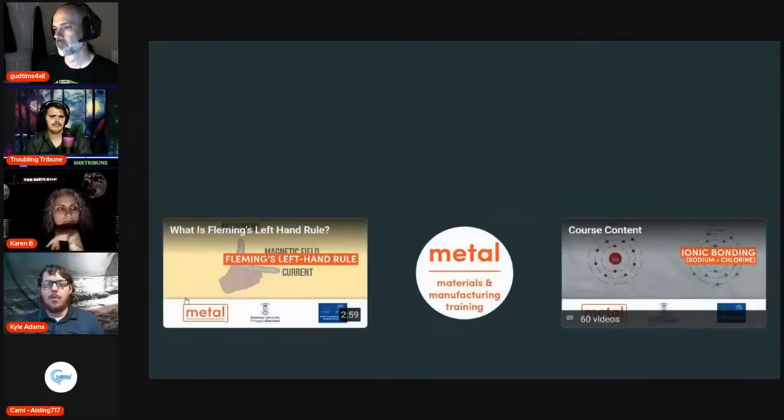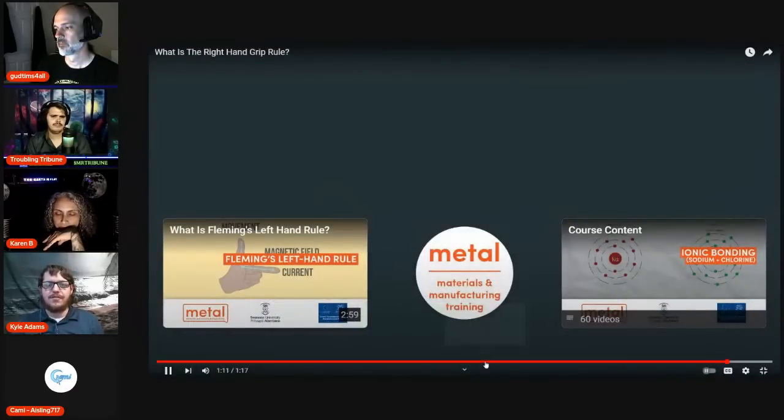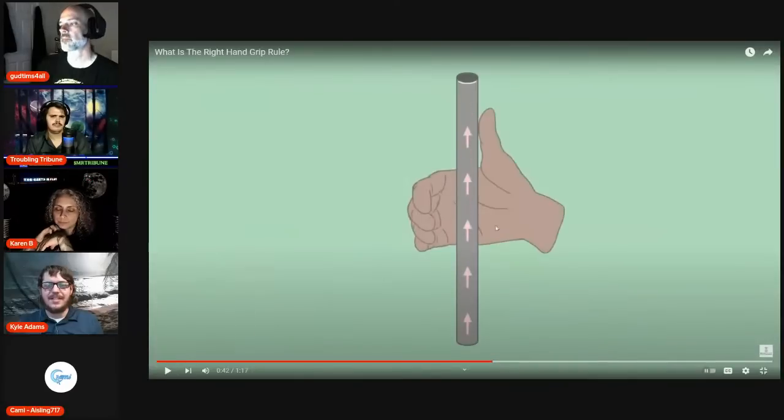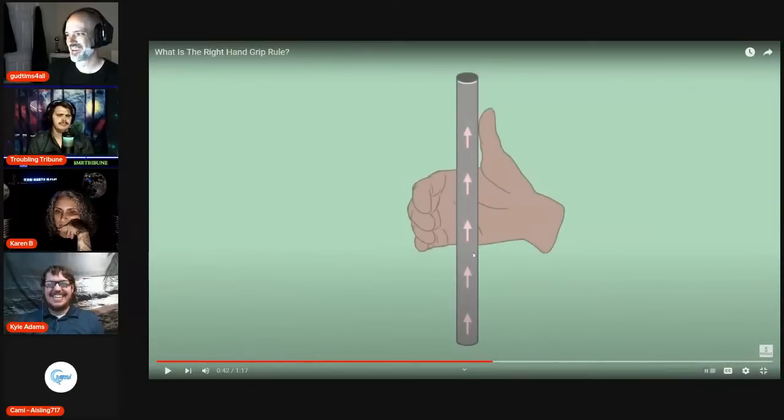So the thumb is pointing in the direction that the current is flowing there. So you can get the concept of it. It's the rule of thumb, literally, to point your thumb in the direction of the current.